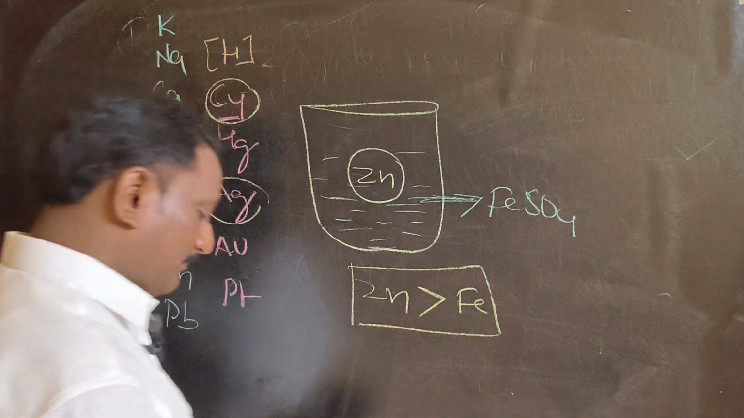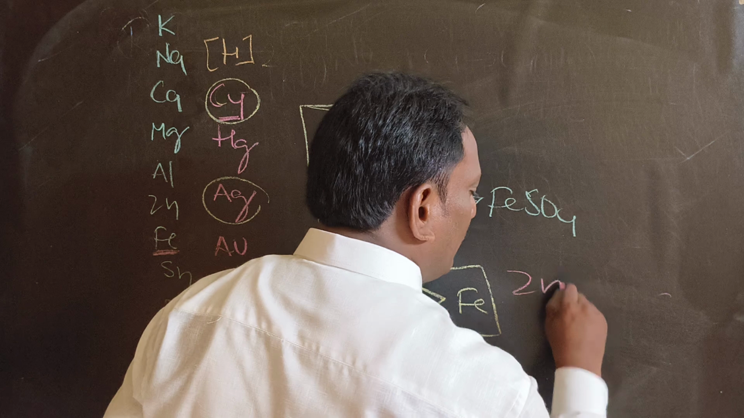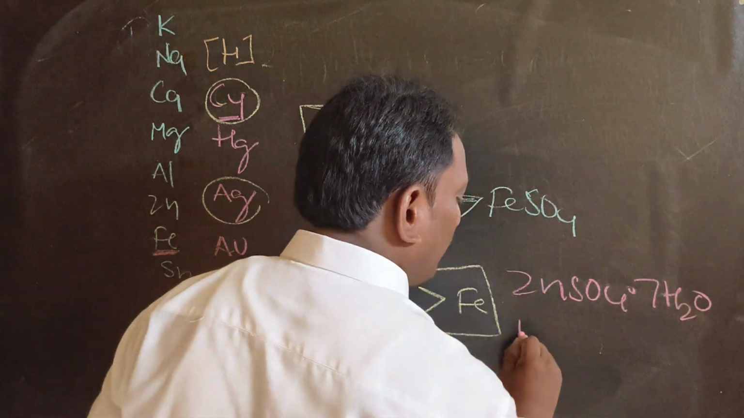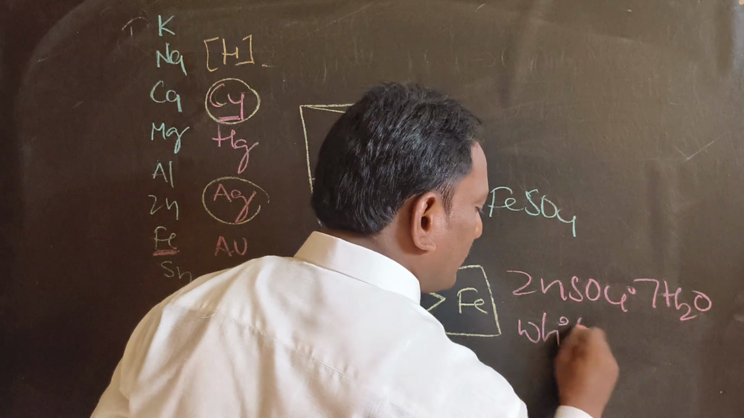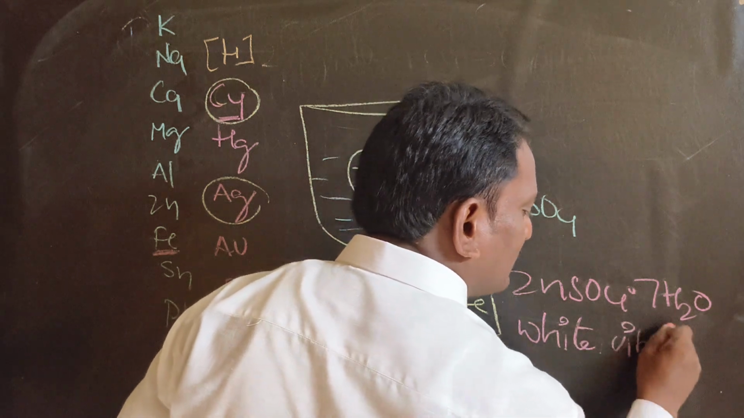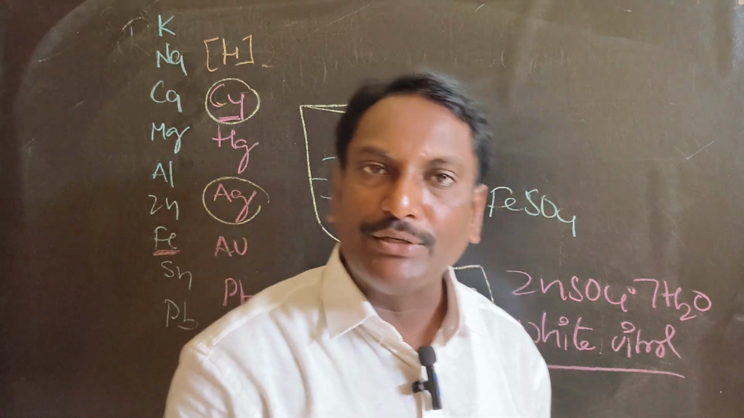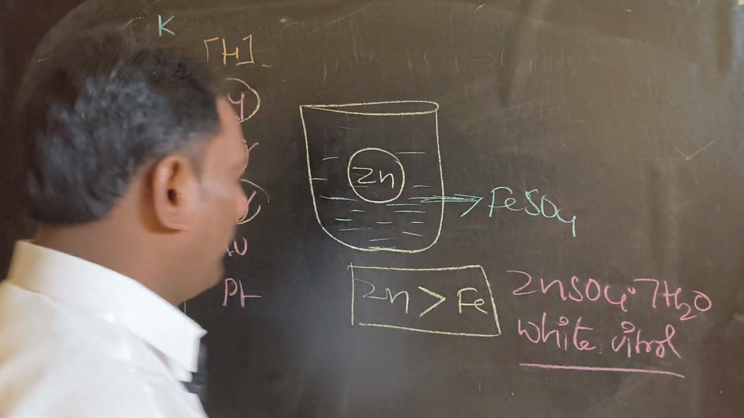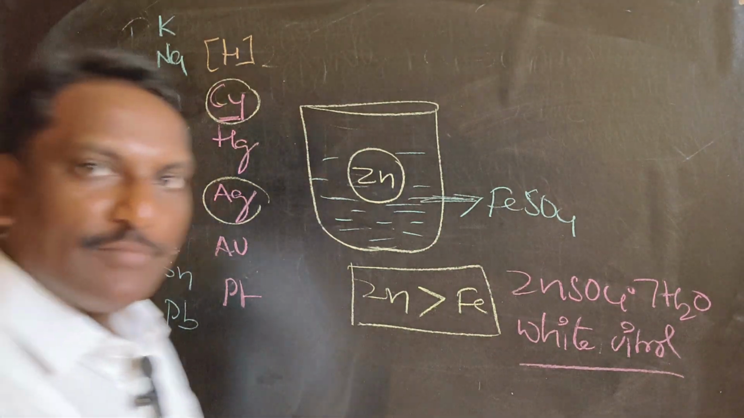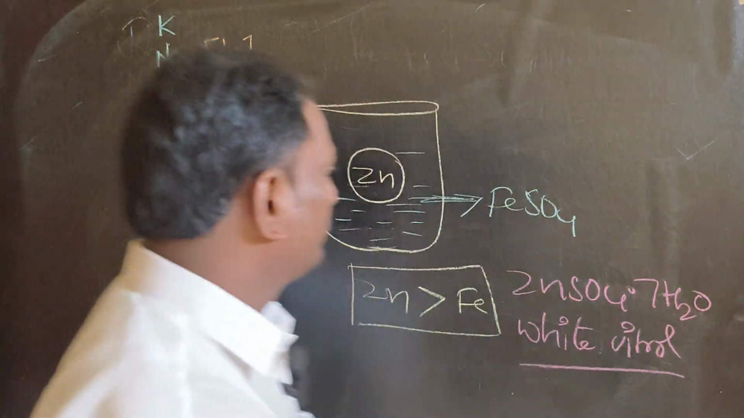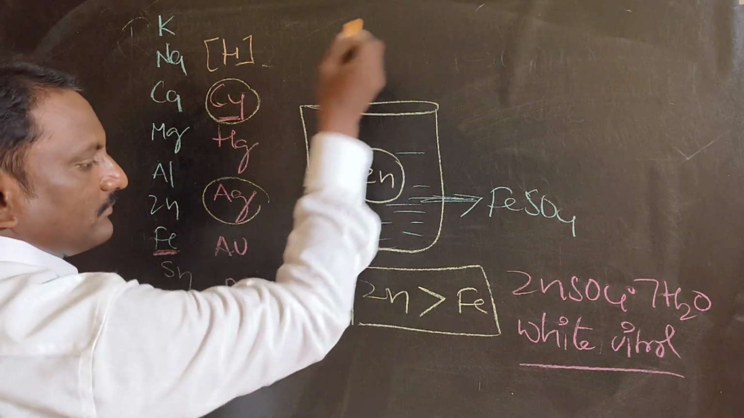Please make a note of it. Zinc sulfate 7H2O is called white vitriol. White vitriol. I said three vitriols: blue vitriol, green vitriol, white vitriol. Right? Are you following, my dear? Am I clear? Very good. Right.